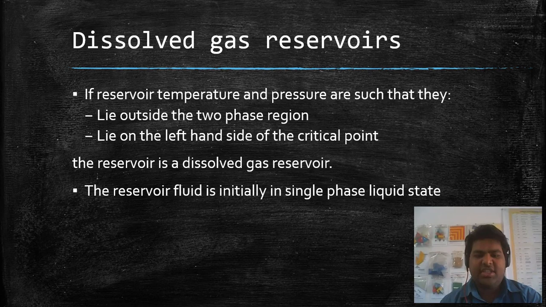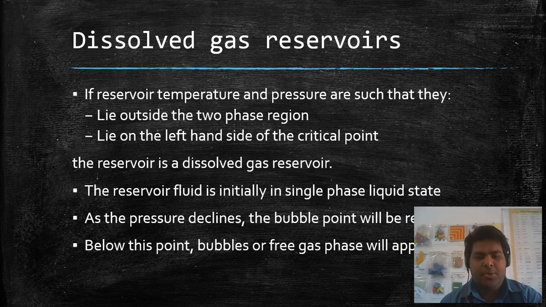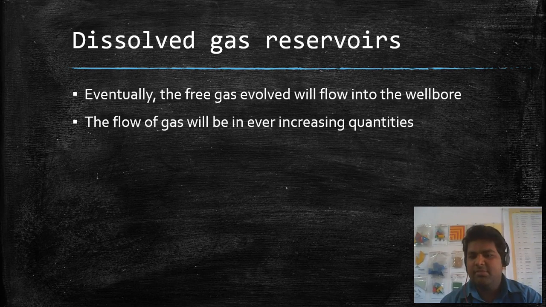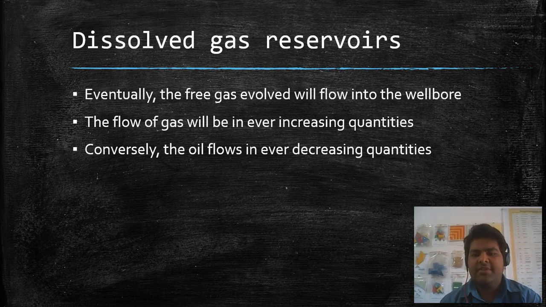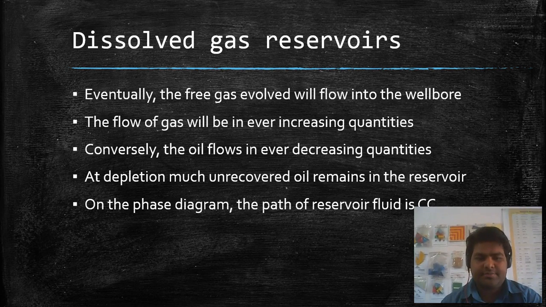So the reservoir fluid is initially single phase liquid state. As the pressure declines, the bubble point will be reached. Below this point, bubbles of free gas phase will appear. Eventually, the free gas evolved will flow into the wellbore, and the flow of gas will be in ever increasing quantities. It will be always increasing. Conversely, oil flows in ever decreasing quantities. So at depletion, much of the unrecovered oil remains in the reservoir. So the oil is really less mobile compared to gas. That is why the flow of gas is more and the flow of oil is less.